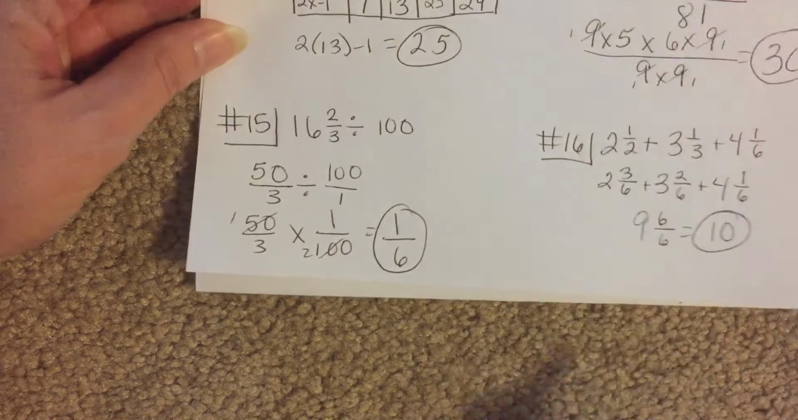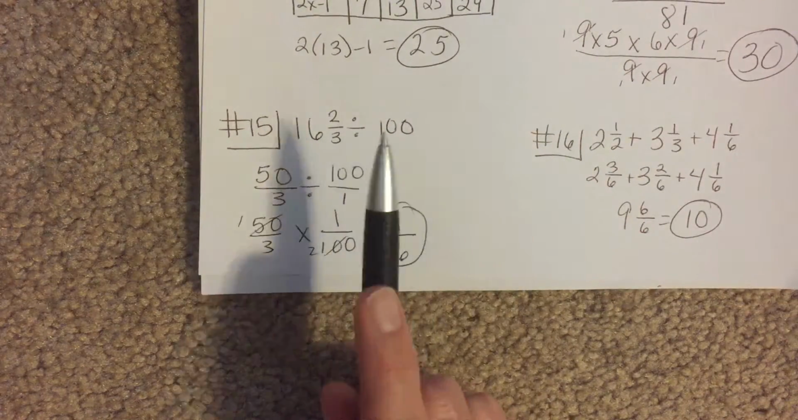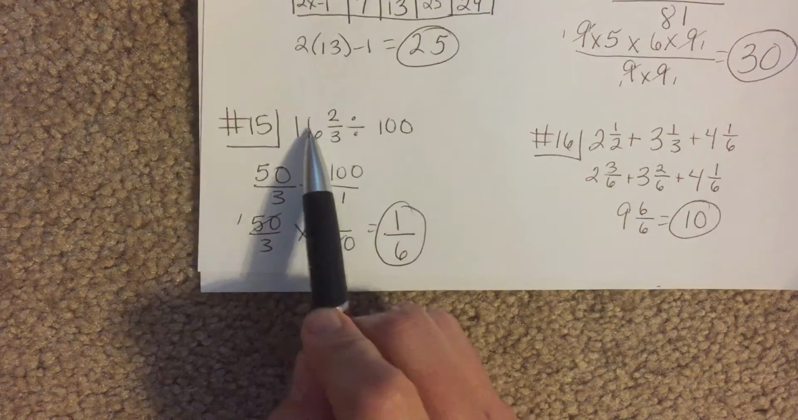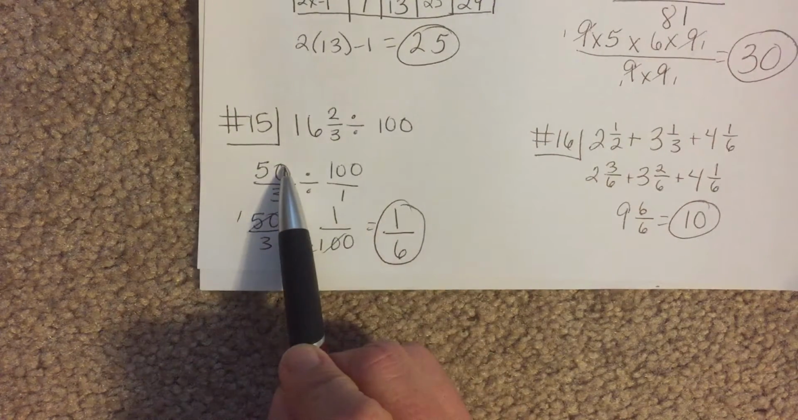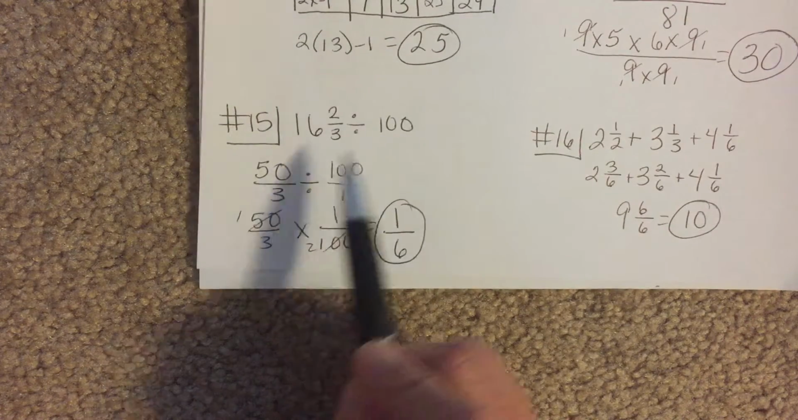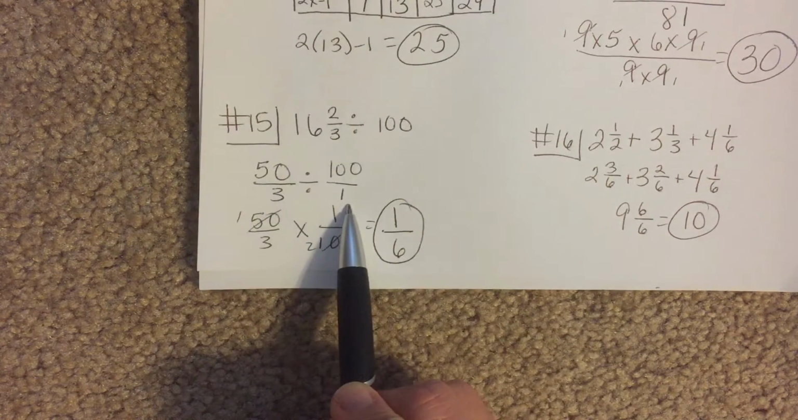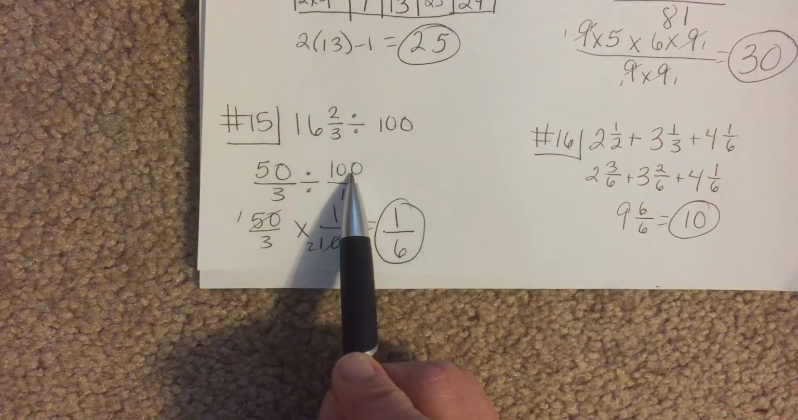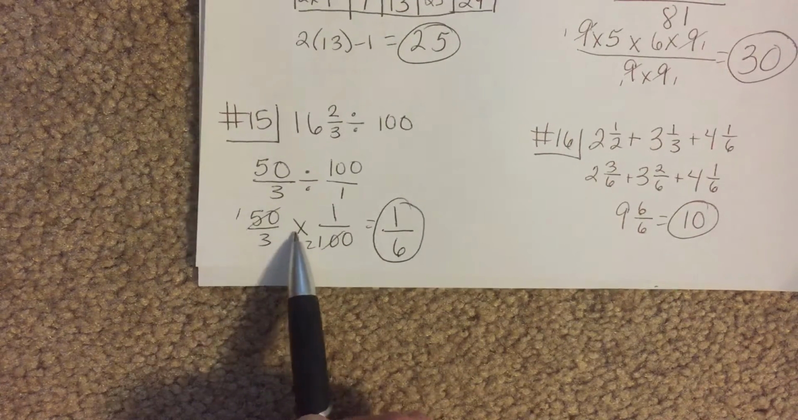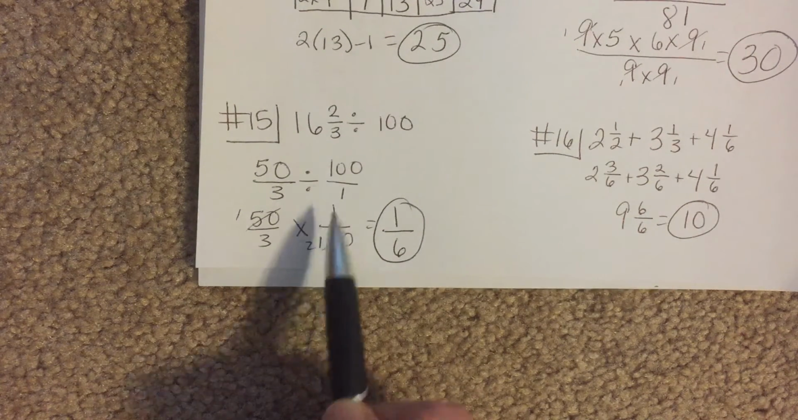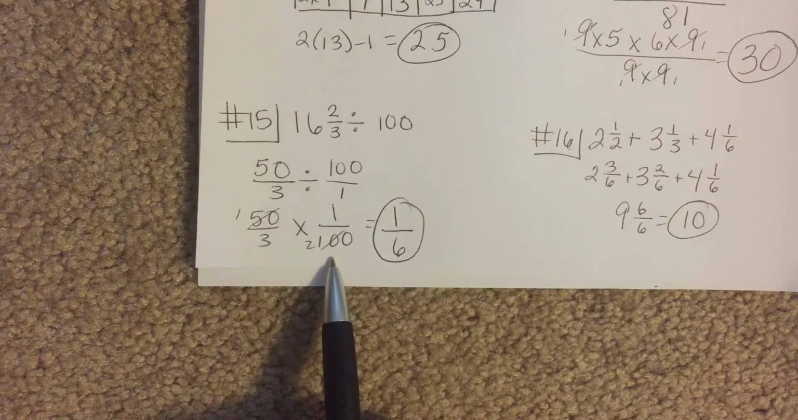Okay, 16 2/3 divided by 100. Remember, these both need to look like fractions first of all. 16 times 3 is 48, plus 2 is 50. So it becomes 50 over 3. I make 100 into a fraction, 100 over 1. So now I have fraction divided by fraction, which means fraction times reciprocal. So I'm going to do the reciprocal and get 1 over 100 here.